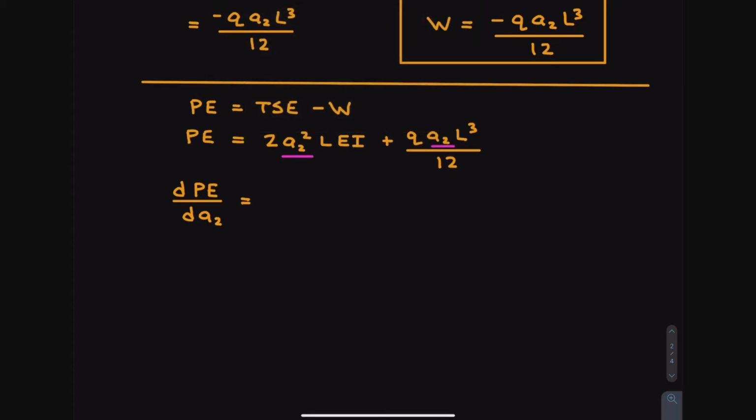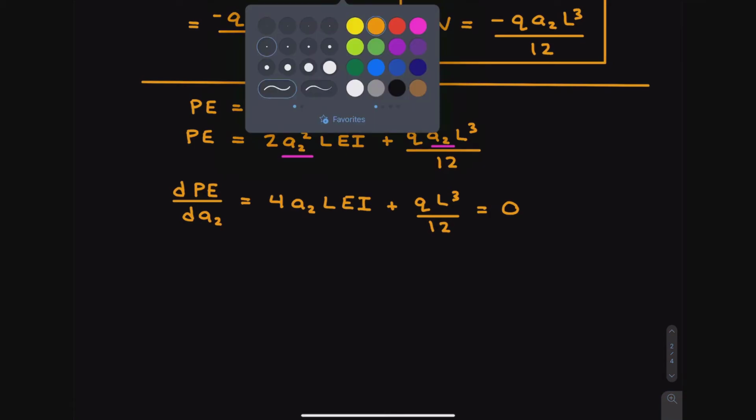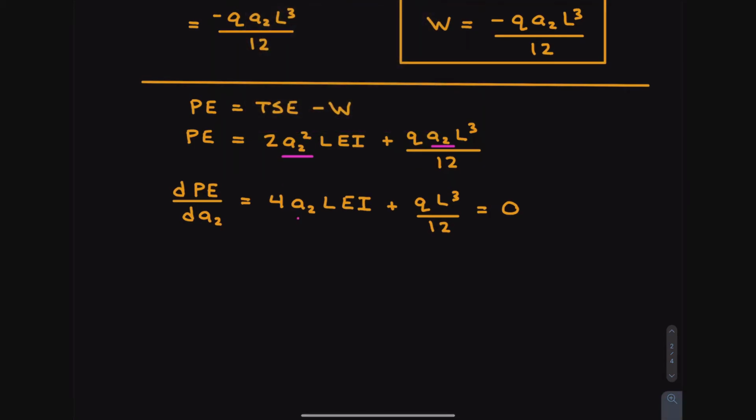So this will become 4A2 multiplied by L multiplied by EI plus, we can see that that's the only A2, therefore it's just going to go away, Q multiplied by L cubed, all divided by 12. And again, we want this to be a minimum, so this derivative is going to be equal to 0. And if we look at this equation, we have one equation with only one unknown, which is A2.